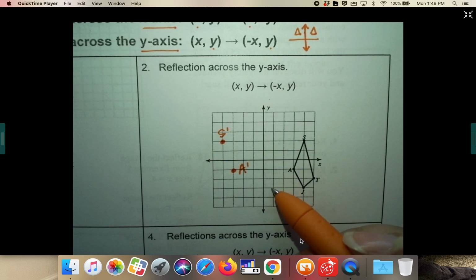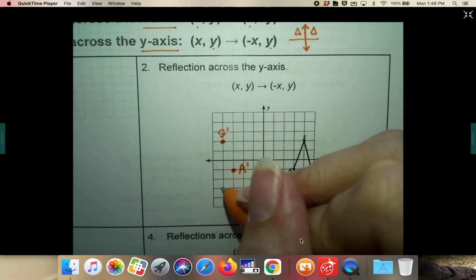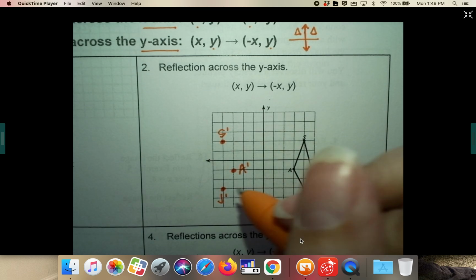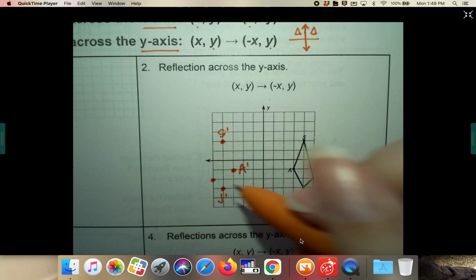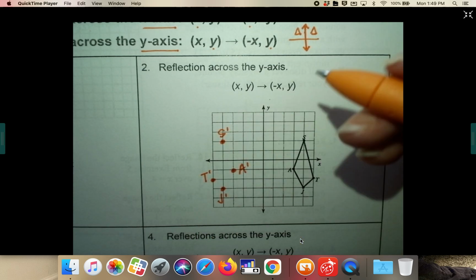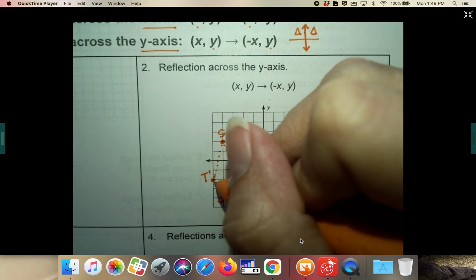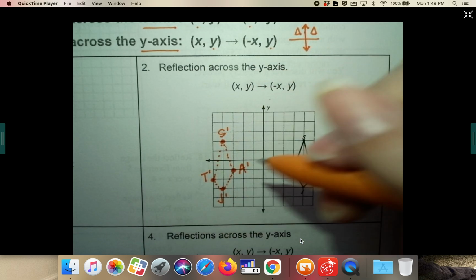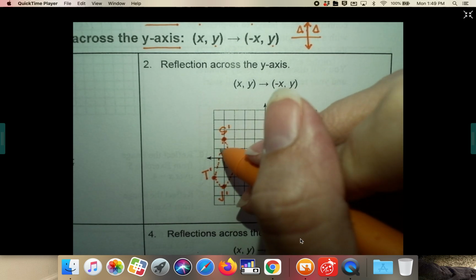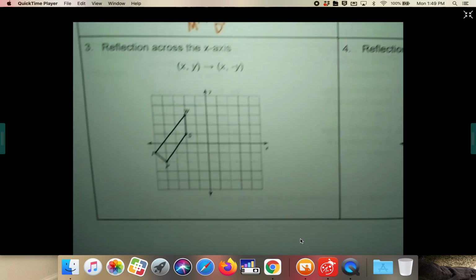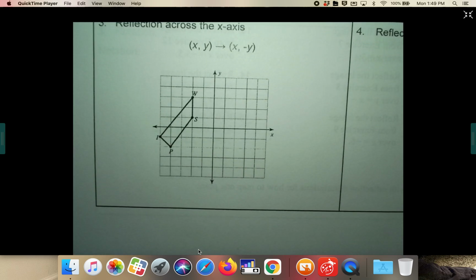J is 1, 2, 3, 4 away from the y-axis, so 1, 2, 3, 4 more away is going to be J prime. And then T prime is just diagonally up from J, so we're going to go diagonally up the opposite direction from J to put T prime. All right, go ahead and connect your dots, either with dashes or with straight lines, and you should have a reflection over the y-axis.